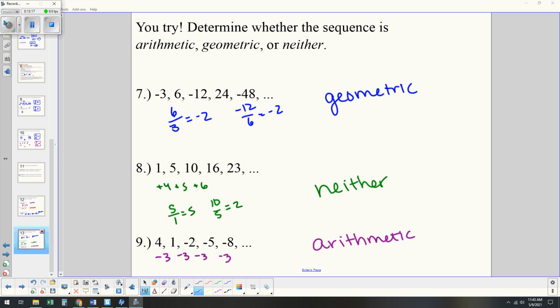All right, so for 7, adding and subtracting didn't work, but if I divided 6 over negative 3, I got negative 2. Negative 12 over 6, I got negative 2. That was a geometric sequence. For number 8, if I tried adding, plus 4, then plus 5, then plus 6, so that's not arithmetic. If I tried dividing, 5 over 1 is 5, 10 over 5 is 2. Didn't divide either, so that was neither. And then number 9, I subtracted 3 each time, making it arithmetic.